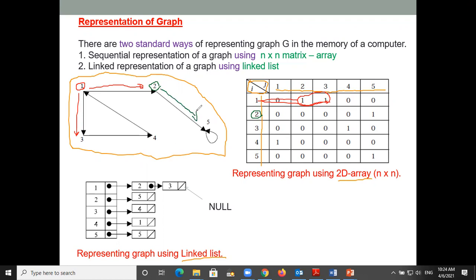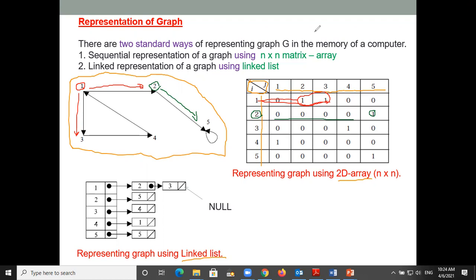So you have to put 1 on the number 5 here. See, number 2 is only pointing to the number 5. So that's why you have to put a 1 under the 5 here. Other places all are 0. This is very easy.